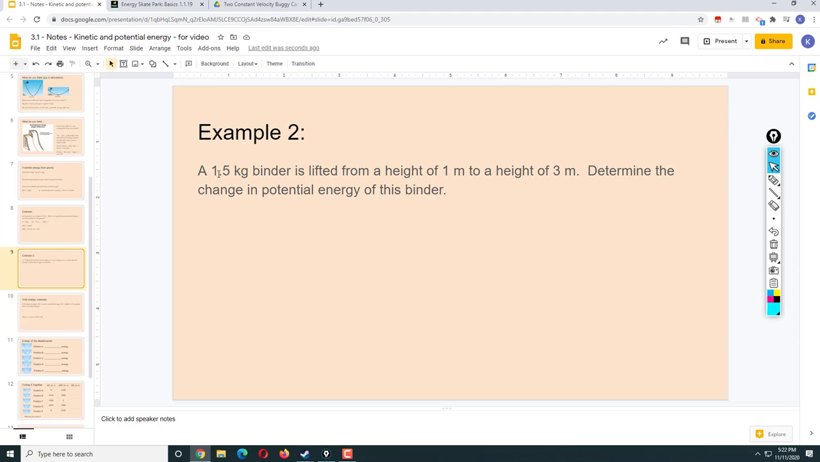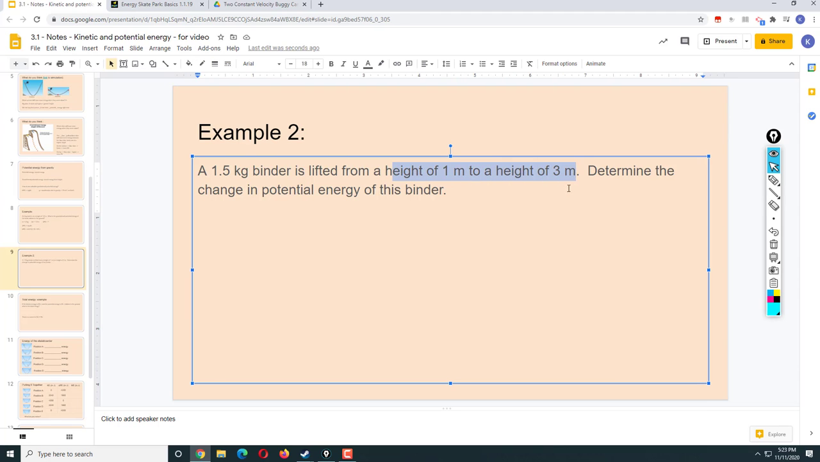A 1.5 kilogram binder is lifted from a height of 1 meter to a height of 3 meters. That means that the change in height will be 3 meters minus 1 meter, which is 2 meters. Mass is 1.5 kilograms. We want the change in potential energy. Same idea. Mass is 1.5. Gravity is 10 on Earth. Change in height is 2. When we multiply these together, we'll get 30 joules.